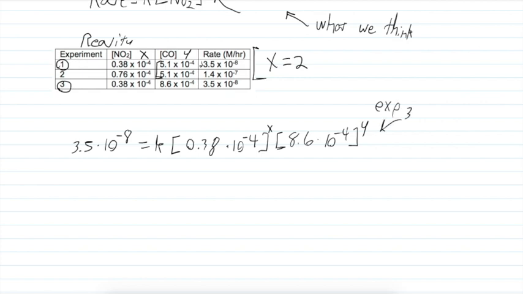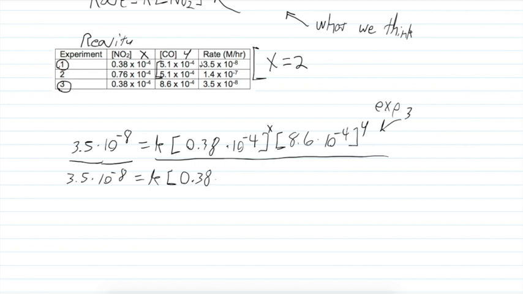You're going to do the same thing on the bottom for experiment 1. So the rate is 3.5 times 10 to the negative 8 equals K times our concentration of NO2, which is 0.38 times 10 to the negative 4, all to the power of x, times 5.1 times 10 to the negative 4, which is our concentration of CO, to the power of y.